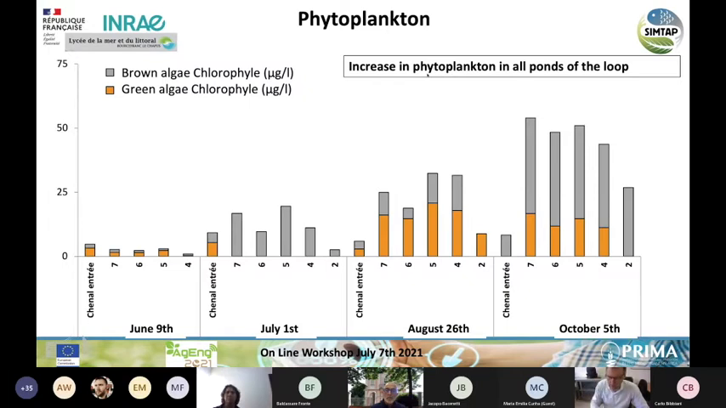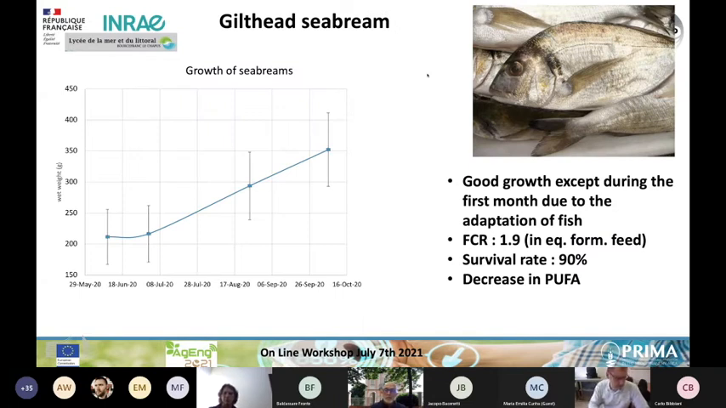We will now show you some of the results. First, about the growth of the gilthead sea bream. We had good results of this, except on the first period due to the adaptation of the fish in the system. You have to know that these fish were reared previously in a RAS system with high water quality.